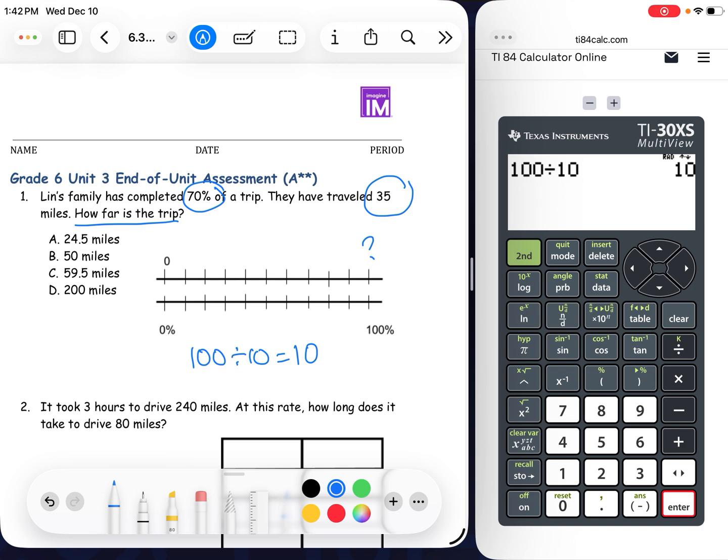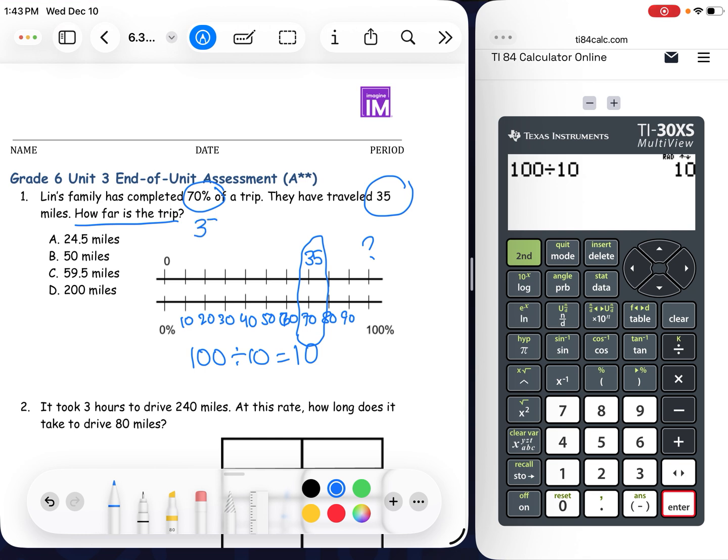All right, so I'm going to skip counting by tens. 10, 20, 30, 40, 50, 60, 70, 80, 90, 100. And I know at 70%, I'm going to have already traveled 35 miles. So now I got to figure out what I'm skip counting by here. So let's see. How many sections is it until I get to 35? 1, 2, 3, 4, 5, 6, 7.